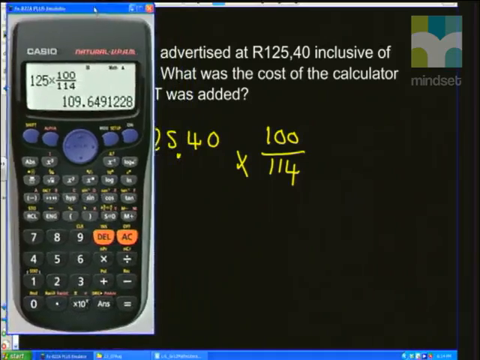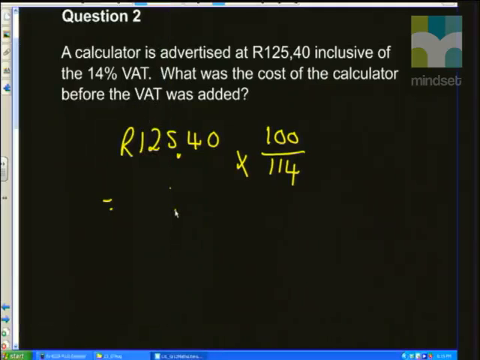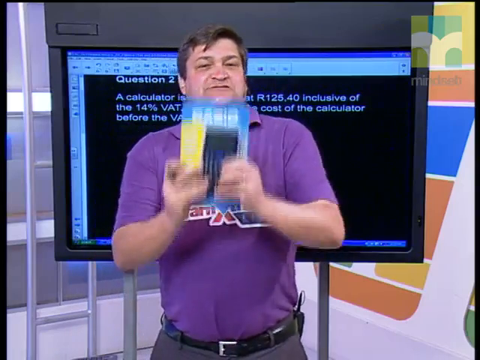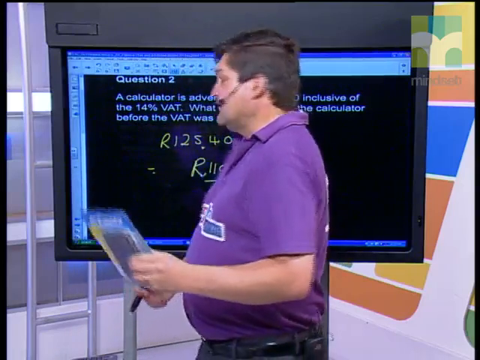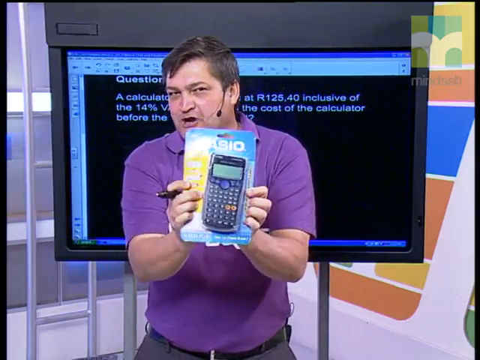Did I get the right price for the 125 Rand 40 cents? Let's do that again. 125 Rand 40 cents was the calculator. We're going to multiply it by 100 over 114, and my answer is 110 Rand. So this calculator actually cost 110 Rand. Okay, 110 Rand perfectly. That's what it cost.